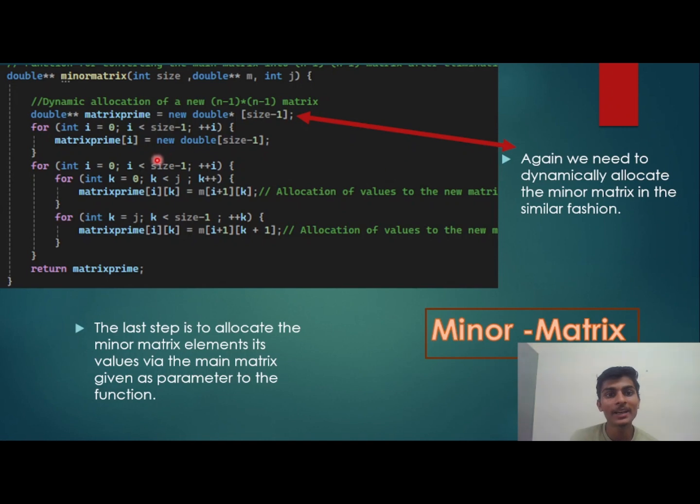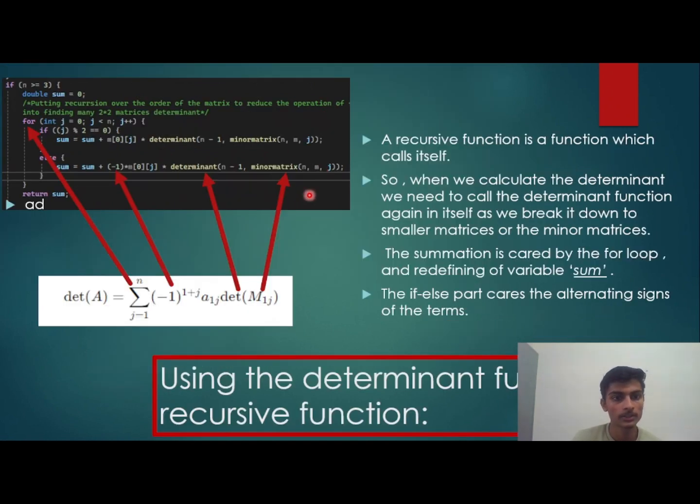Now the last part: we define the minor matrix. In the last slide, we redefined the sum as the earlier sum till the last counter plus minus 1 to the power i plus j, carried by this loop, times the determinant of the minor matrix of this element. Since we are expanding across the first row, it is the jth element of the first row multiplied by the determinant of the minor matrix of that element. So now the only thing left is to feed this determinant a minor matrix.